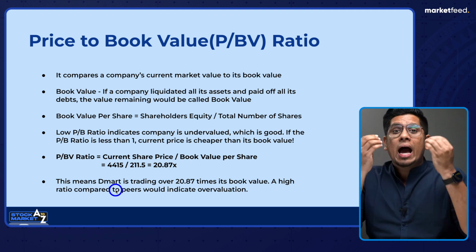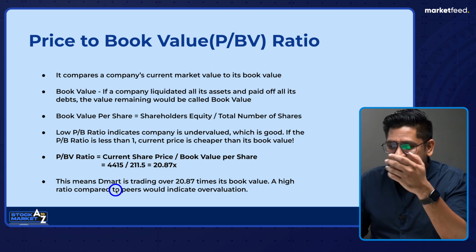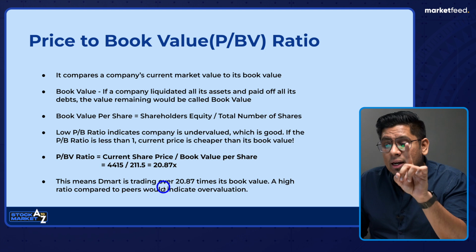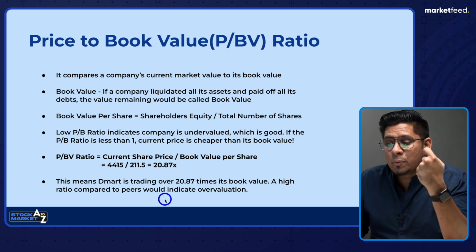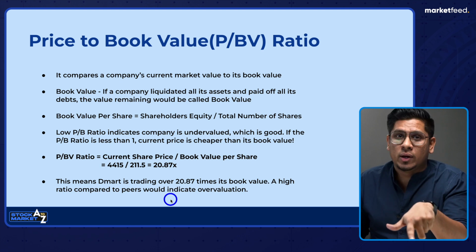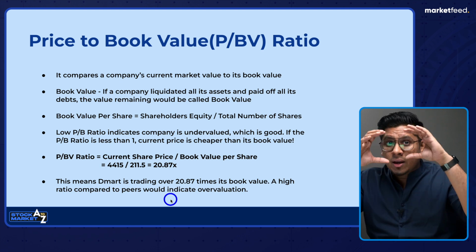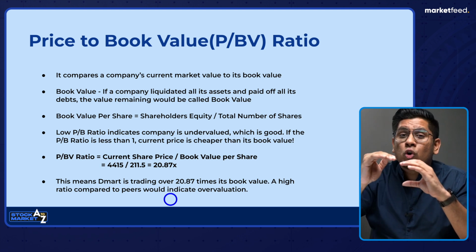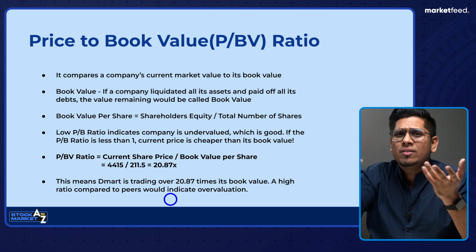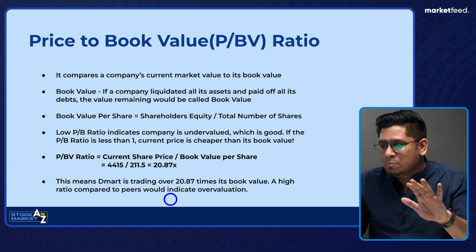Now this last sentence is what you should focus on. That is where you actually understand what PB ratio is. This means that Dmart is trading over 20 times its book value. A high ratio compared to peers would indicate overvaluation. So compared to its book value, it is trading at 20 times valuation. The stock price is 20 times of that. Very clear, right? Just like PE ratio, you can simply compare to that.